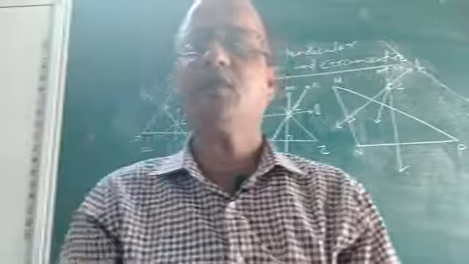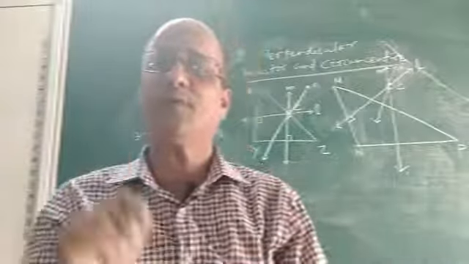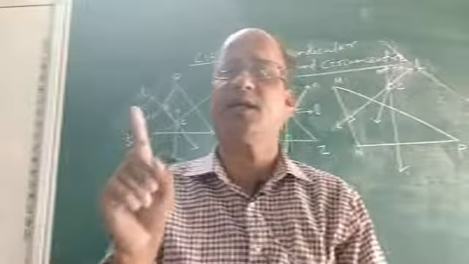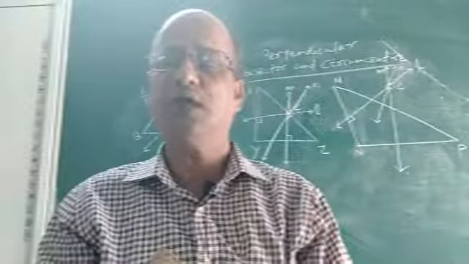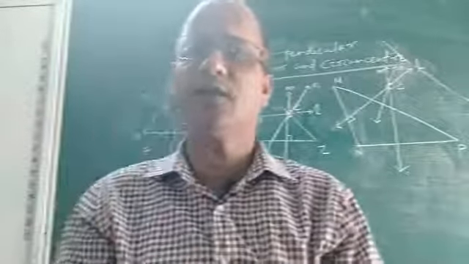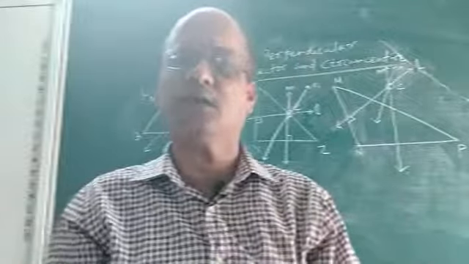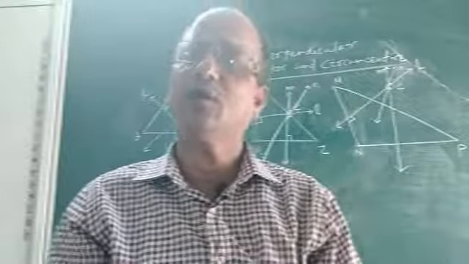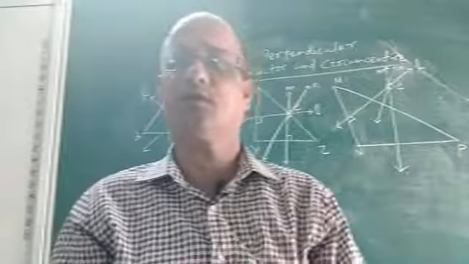While discussing altitude, what did I say? I said if you draw a perpendicular from any one of the vertices of a triangle to the opposite side, it will become an altitude. And as you know, there are three altitudes in a triangle, and the point of concurrence of the three altitudes of a triangle we call the orthocenter.